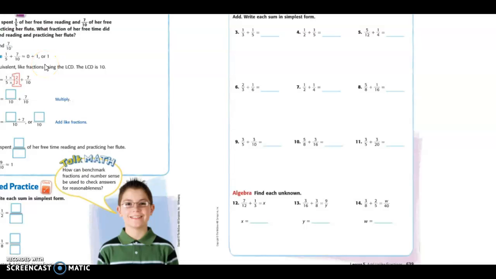All right, boys and girls, so let's do a little trickier one for our second problem. Let's go ahead and look all the way forward to number 14. 3/8 plus 2/5 equals W over 40. Looks fun, looks like a puzzle. Okay, and so we're trying to find that unknown value, and that unknown value is W. So this is the problem we're writing down. Number 14, 3/8 plus 2/5 equals W over 40.